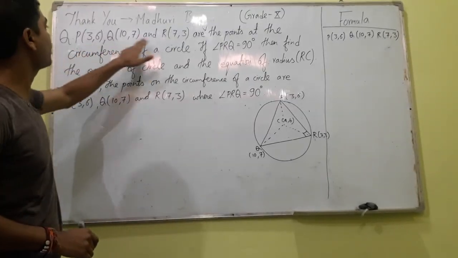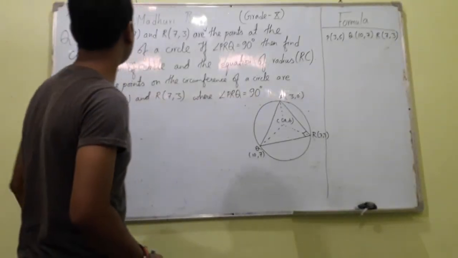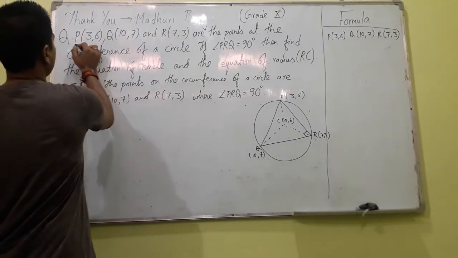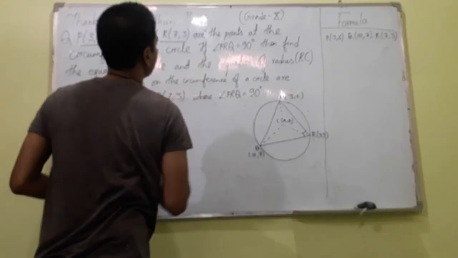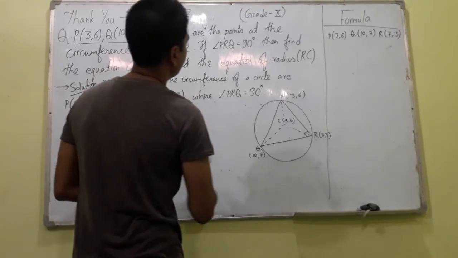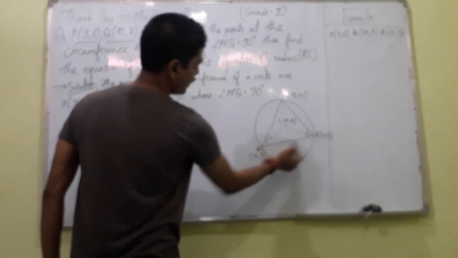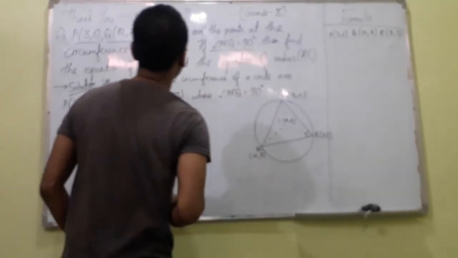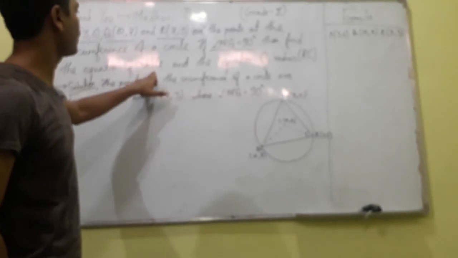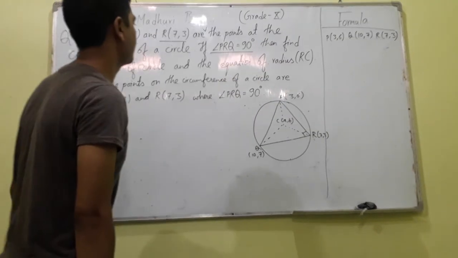Here there are 3 points on the circumference of the circle P, Q and R, and the angle between PR and QR is 90 degrees, and the question is asked to find the equation of circle and equation of radius.